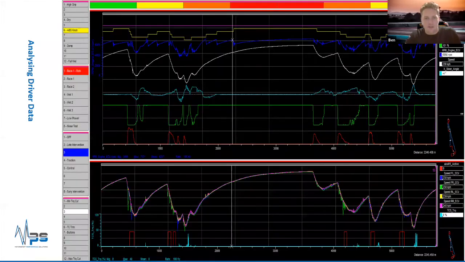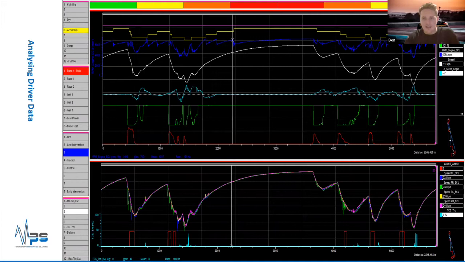I'll go backwards and forwards between slides. This is a screenshot from my driver analysis page in my workbook. This is for a Bentley GT3. So it's a GT3 car. It's smothered in sensors.